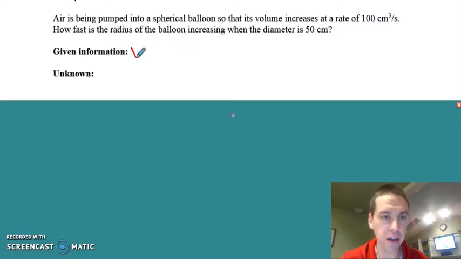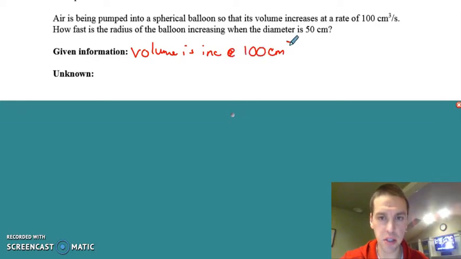We know that the volume is increasing at 100 centimeters cubed per second. Now that's not important, but we know it's increasing at 100 centimeters cubed per second. That's the rate. Okay? The rate is increasing at 100 centimeters cubed per second.